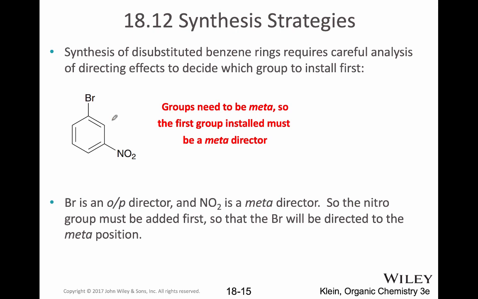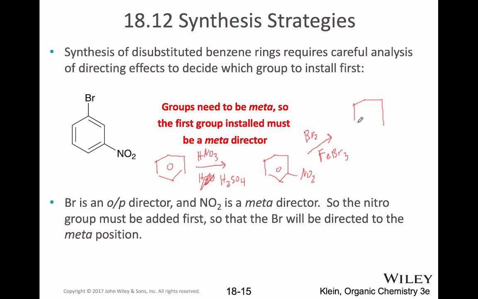So in the forward direction, you're going to start from benzene. Because the two groups are meta to each other, I'm going to do the nitration first, because the nitro group is the meta director. So I'm going to put on the nitro group first. That gives me nitrobenzene, and I'll put it in the same position as it's drawn up there. And then I'm going to do the bromination. Because the nitro group is a meta director, I'm going to get predominantly the meta product here.